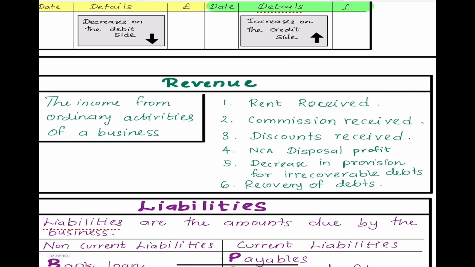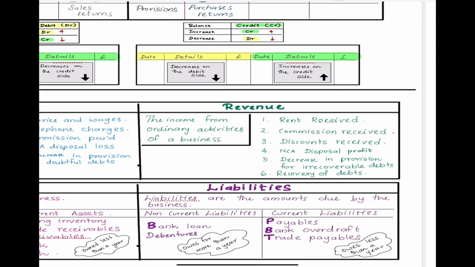Revenue. The income from ordinary activities of a business, such as rent received, commissions received, discounts received, non-current asset disposal profit, decrease in provision for irrecoverable debt, and recovery of debts.